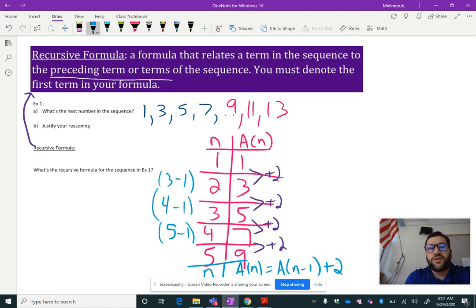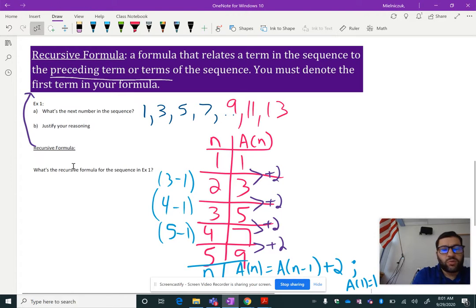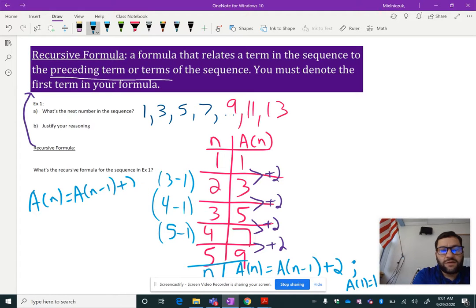It also says you must denote the first term in your formula. So we have to put a little space here and say that the first term, a sub 1, would equal 1. So our recursive formula for this one would be a sub n is equal to the term before it plus 2, when our first term is 1.